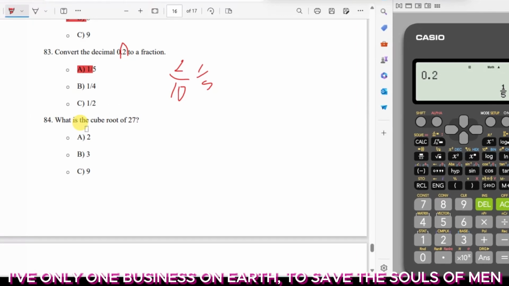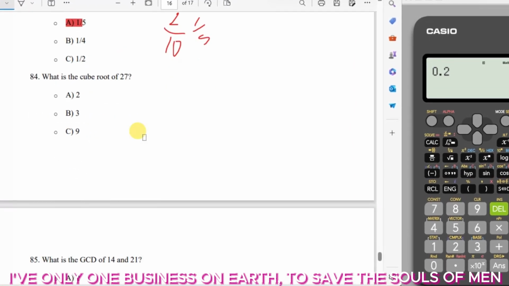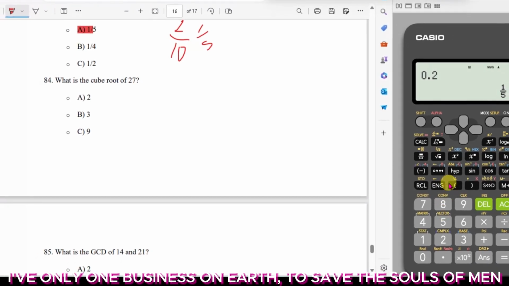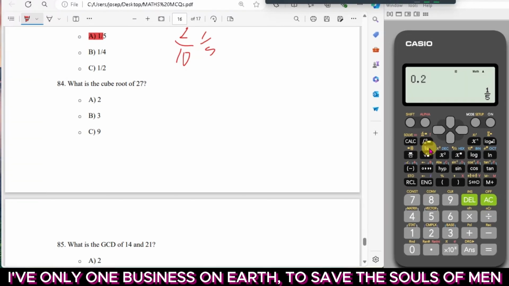What is the cube root of 27? You can use the cube root by looking at the numerals on top. Look at the color there. It means you are supposed to press shift and that root sign, right? Then 27, and your answer is what? 3. That's B.